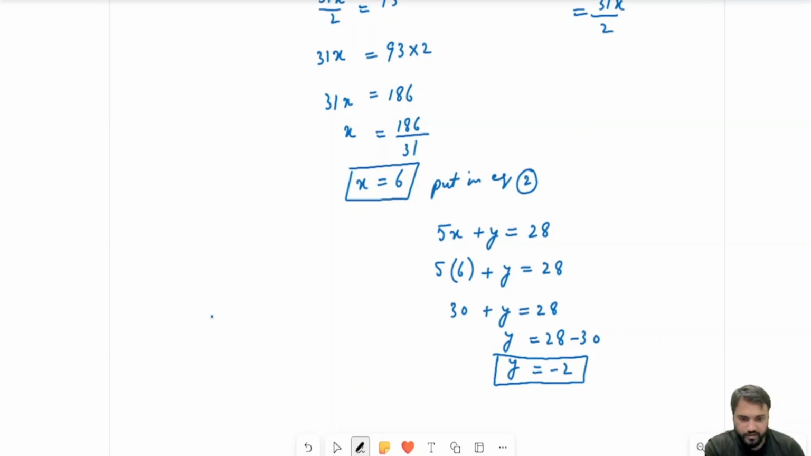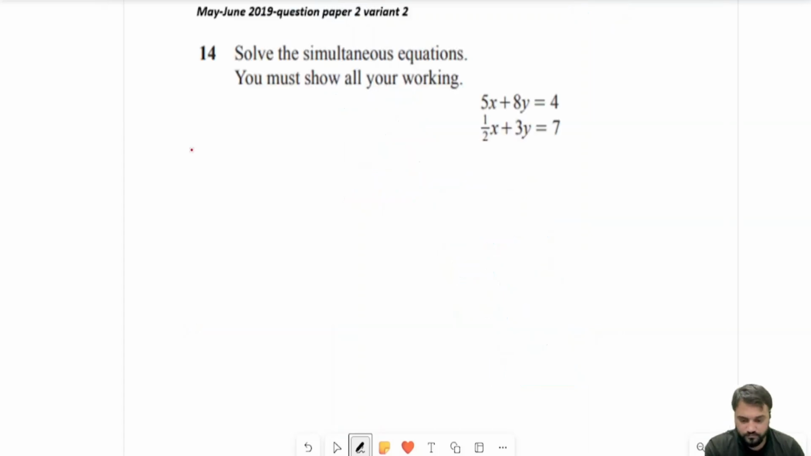You can verify these answers by putting them in the above equations. Okay, the process is the same as I did in the previous question. The next question is question 14 that appeared in 2019.